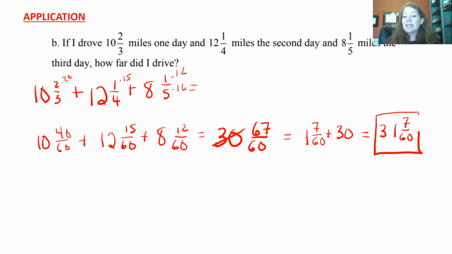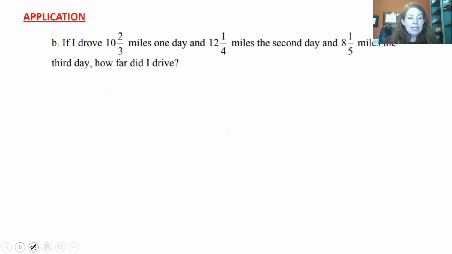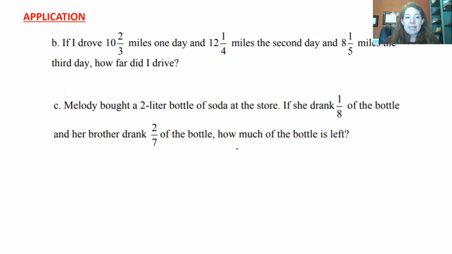So if you're adding mixed numbers, you can leave those as mixed numbers and find common denominators, and you'll end up getting the same answer. Okay, I'm just looking at my answers real quick, and I just wanted to double check, make sure I gave you the right answer. 31 and 7/60. Yep. I don't want to give you incorrect information. Okay. All right, let's look at the next question.